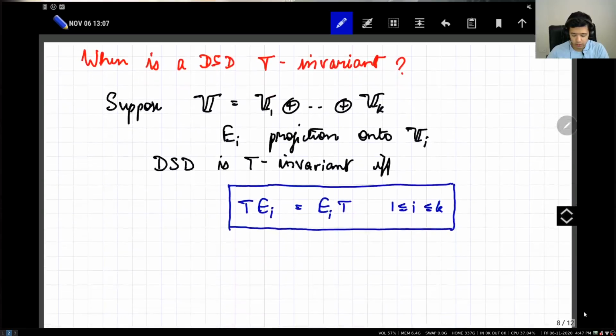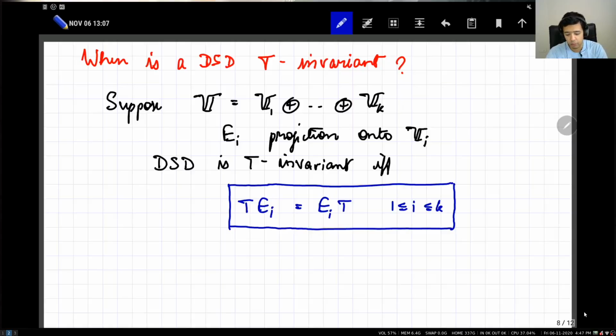So obviously in trying to find a block diagonal representation of a matrix, we have to find a T invariant direct sum decomposition. The two are obviously interconnected, right? So the question is, when is a direct sum decomposition T invariant? Suppose that we have a direct sum decomposition of V into V1, V2 up to Vk, then what necessary and sufficient conditions can we give for this decomposition to be T invariant? Because obviously not all direct sum decompositions are T invariant.